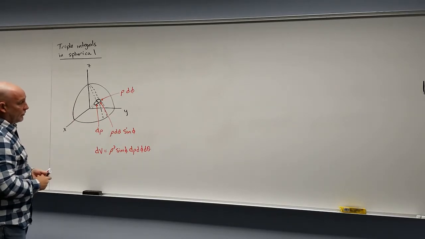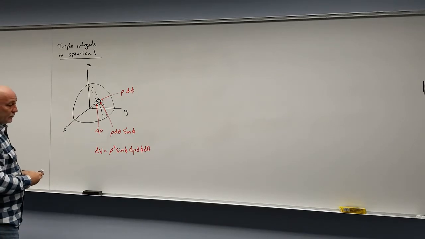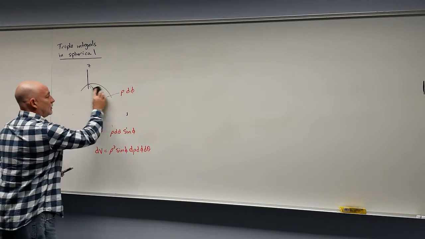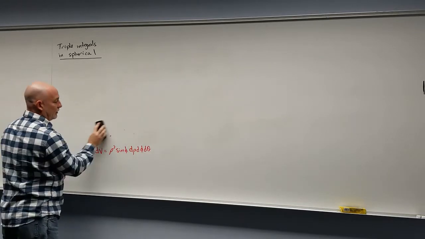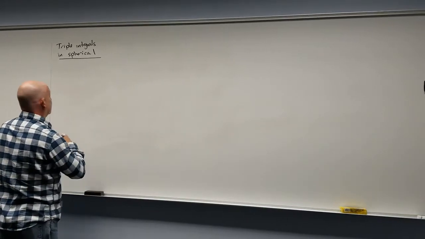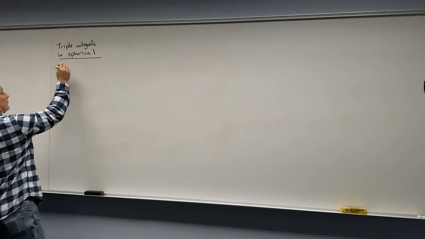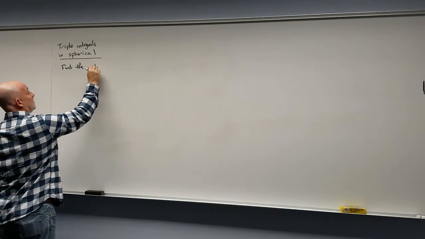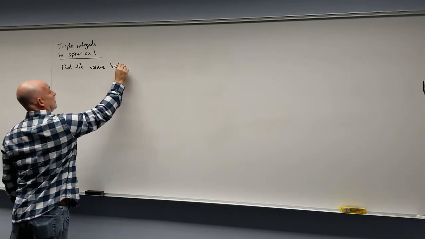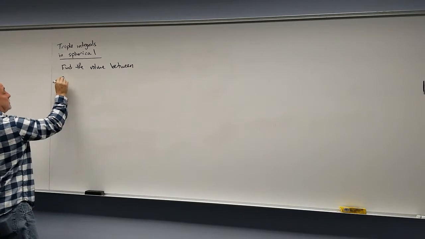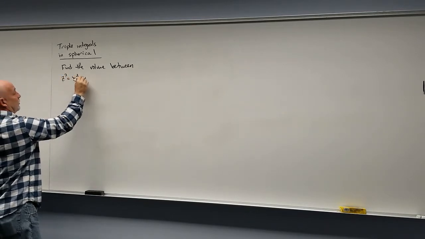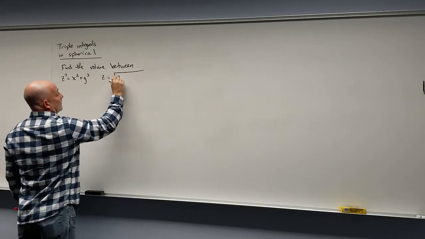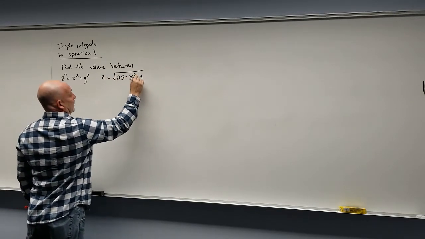All right, let's try just a couple of problems here because this is a little bit more difficult than what we've seen in the past. We've got to remember that this is our volume element. Let's do the most classic problem that you'll ever see when it comes to spherical, and it's called the ice cream cone problem. You'll see why in a second. Let's say find the volume between z squared is equal to x squared plus y squared, and z is equal to the square root of 25 minus x squared minus y squared.